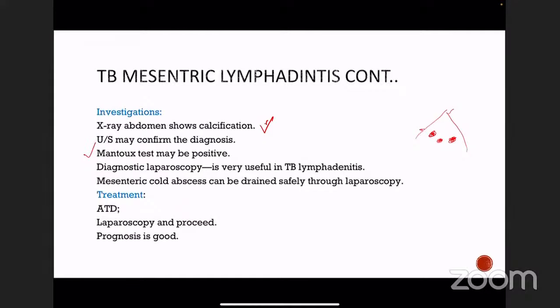Diagnostic laparoscopy is very useful in such patients. As I said, this mesenteric lymphadenitis can lead to secondary peritoneal tuberculosis due to burst of these lymph nodes. So diagnostic laparoscopy is important and very useful. A mesenteric cold abscess can be drained safely and easily through laparoscopy. That is why diagnostic laparoscopy is important. You are diagnosing and investigating, and you can also use it as therapeutic due to drainage of this cold abscess.